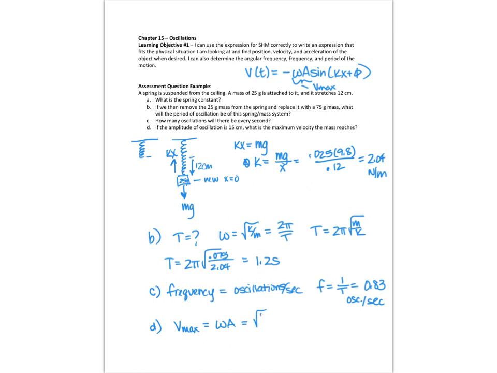Omega is the square root of k over m. I never calculated it, times A. Our amplitude is 15 centimeters, and I get a speed of 0.782 meters per second. Not too bad.